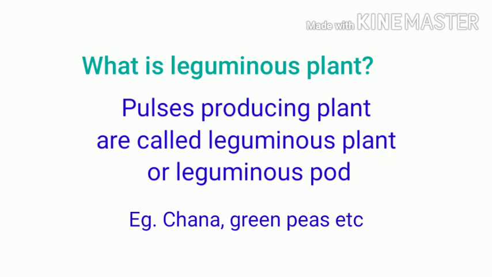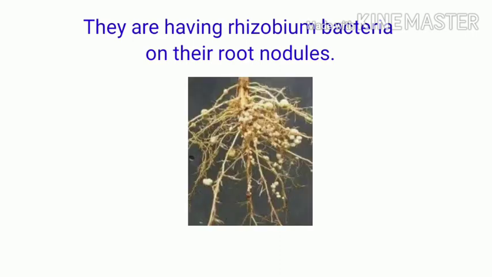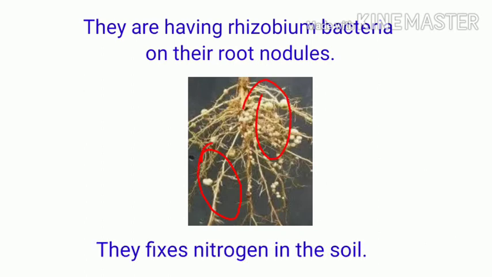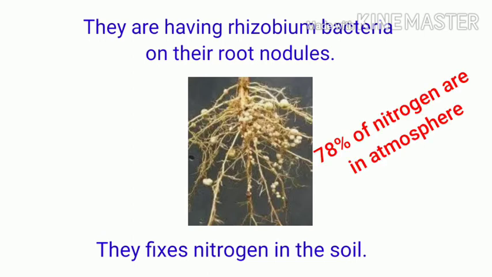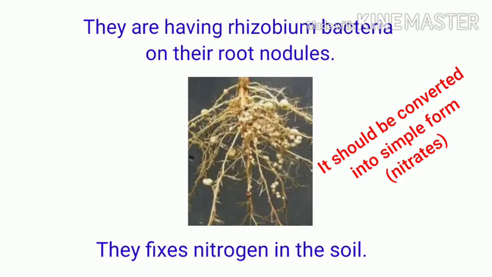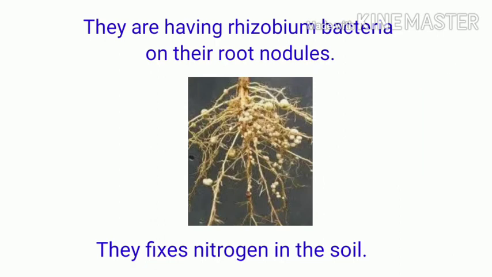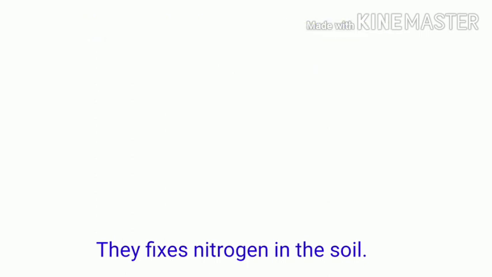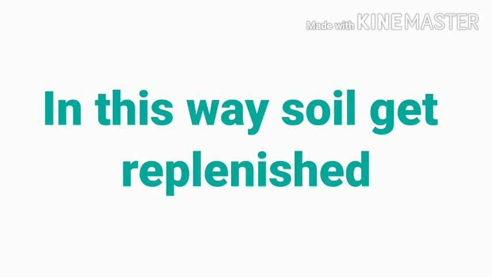What are these plants doing? They have bacteria. Which bacteria? Rhizobium bacteria on their root nodules, and they fix the nitrogen in the soil. Nearly 78 percent nitrogen is there in the atmosphere, but it is not absorbed by the plants directly. It should be converted into a simple form, then only the plant can absorb the nitrogen. So here the rhizobium bacteria perform this function by fixing the nitrogen in the soil. That way the soil gets replenished in an eco-friendly manner.